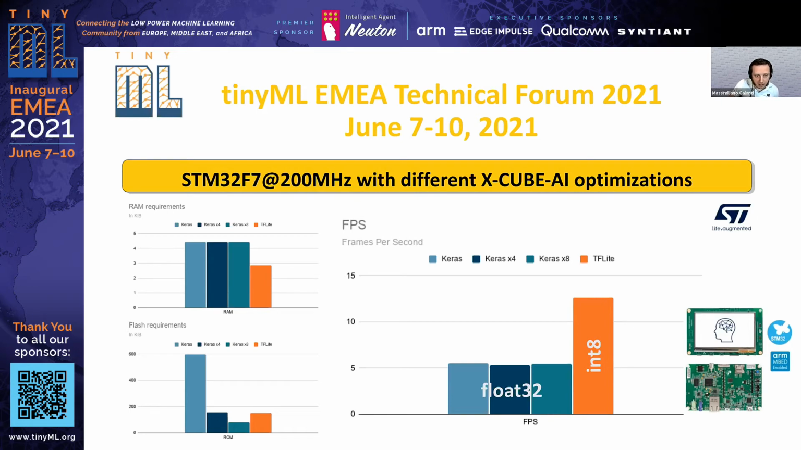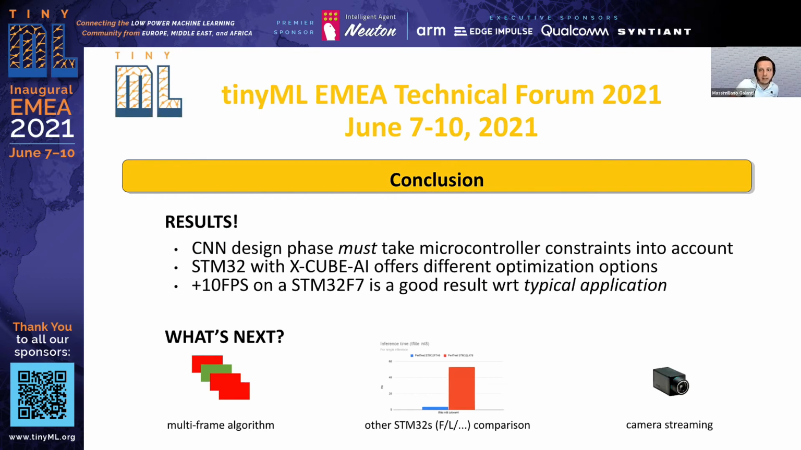Then in conclusion, can we implement a self-contained STM32 solution for the given problem? Yes, we can do that, and we can achieve a little bit more than 10 frames per second on a medium range STM32F7 running at 200 megahertz again. This means that we have plenty of FPS to detect actual human movement in the landscape.